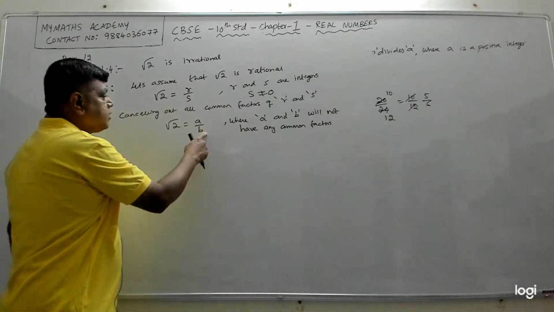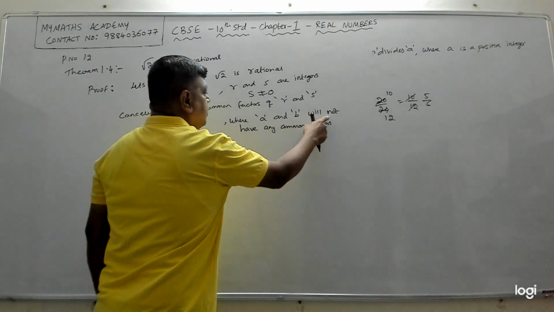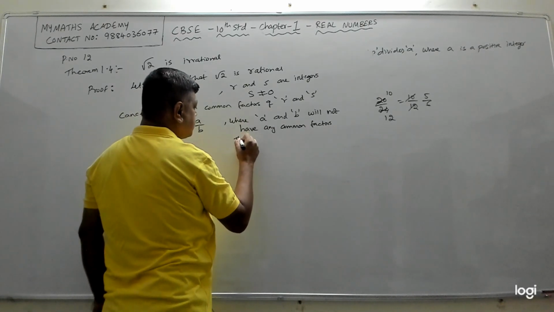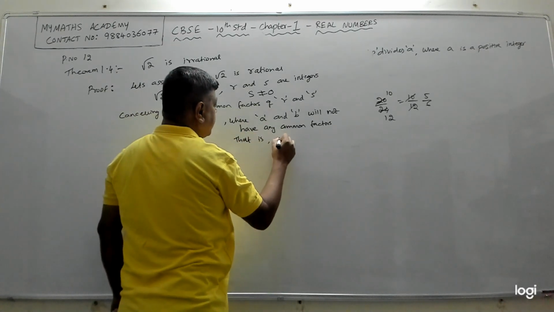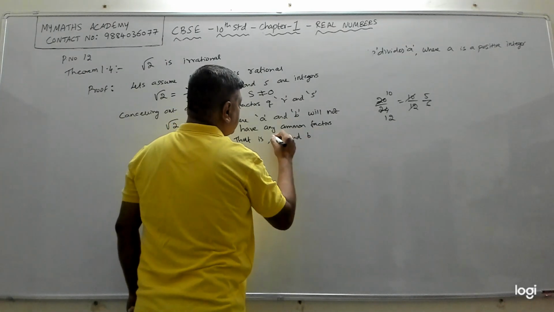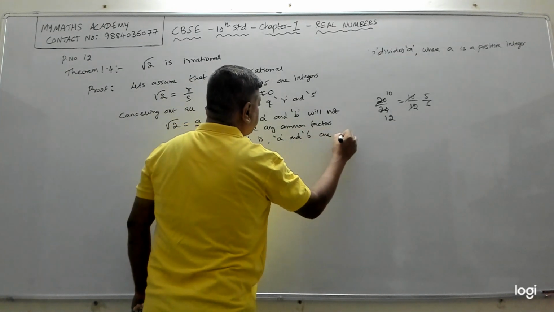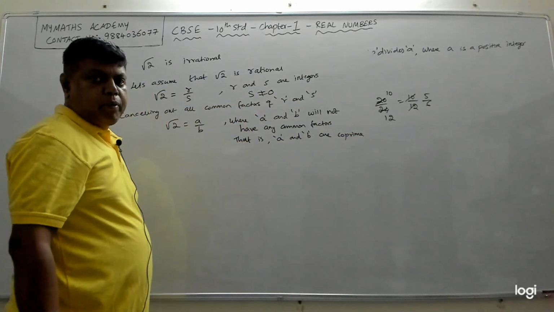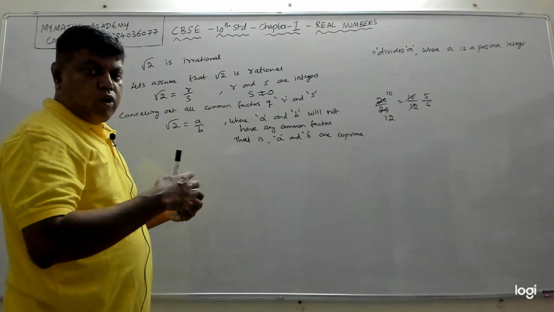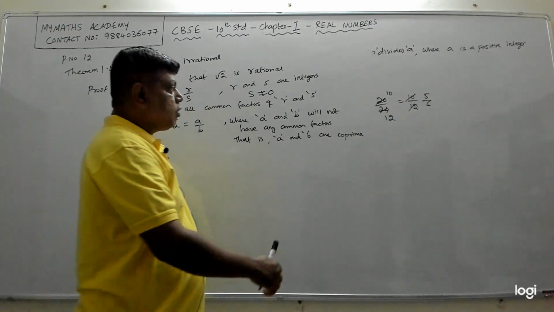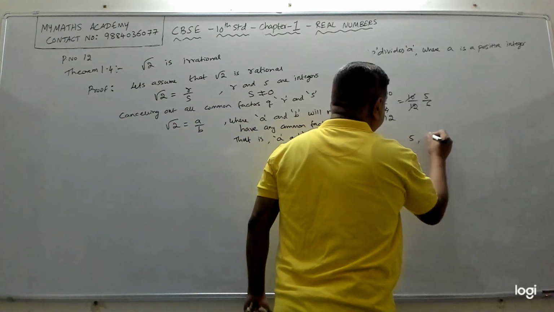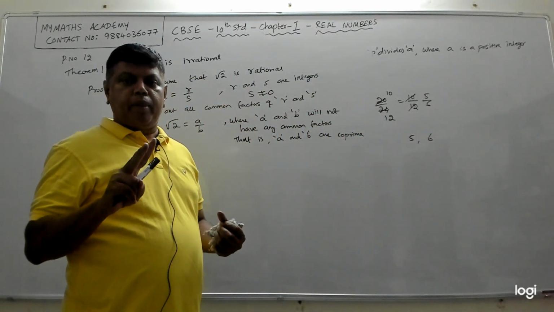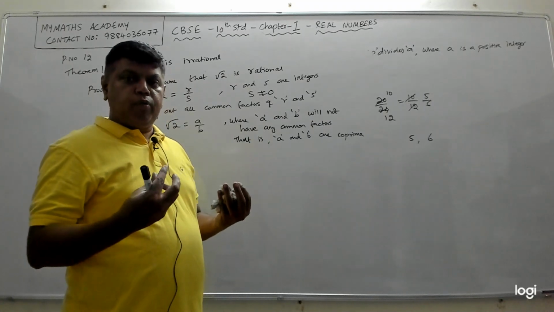So now A by B is in that form, where A and B will not have any common factors, which means that A and B are co-prime. What is the meaning of co-prime? Co-prime means there is no number that will cancel both the numbers. For example, the numbers 5 and 6 are called co-prime. Co-prime means you need to have two numbers.